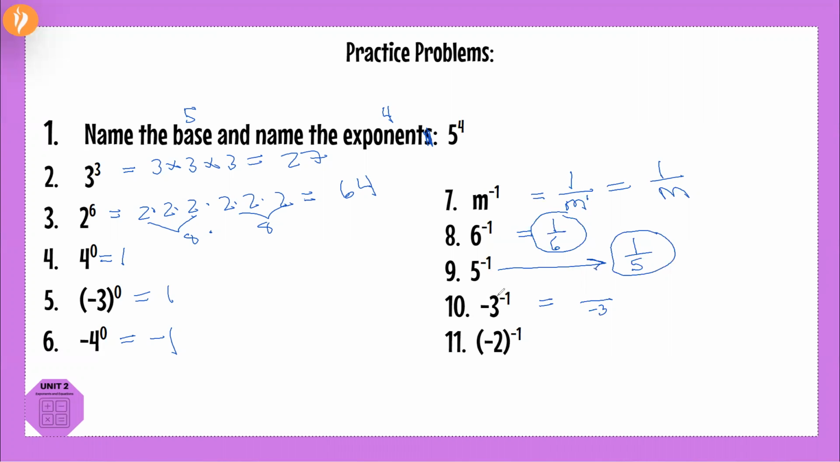Number 10, we have negative 3 outside the parentheses, so negative 3 stays negative 3. The exponent makes it drop down to the denominator, becomes a positive 1. You can't have a blank on the top, so the answer, the whole fraction, is negative 1 over 3.